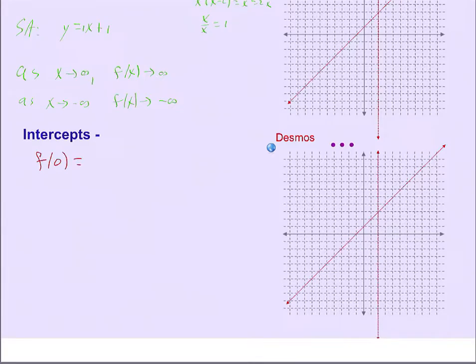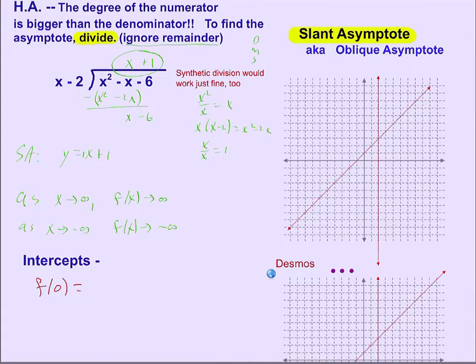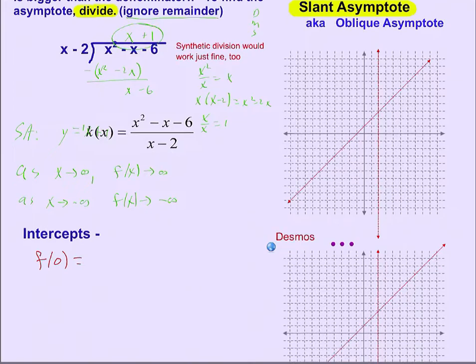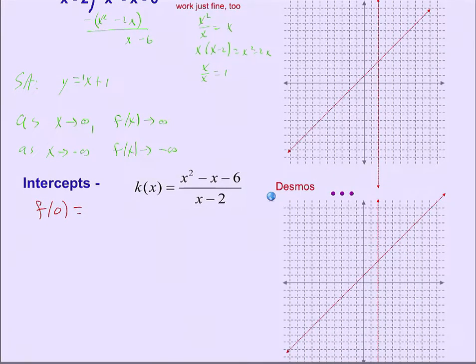f of 0, and this is going to require me to scroll back up because I've already forgotten what the equation is. I'll just bring it down with me. So f of 0, I can certainly look at the factored version if I wanted to, but there's no real reason to for the f of 0. I can just ignore all the x's and say that f of 0 is negative 6 over negative 2, which is 3. So that means I have a y-intercept at 3.